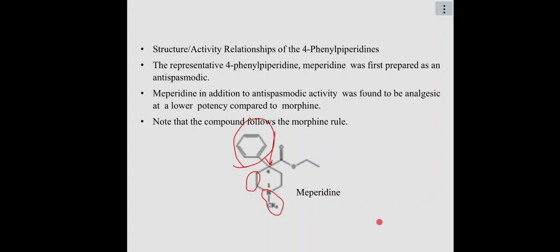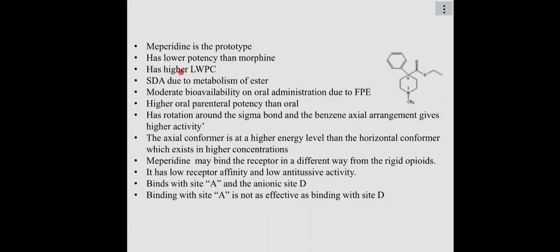Perhaps the only thing that is missing is the hydroxyl group that was found in position 3 of the phenyl ring. But that is why we did mention that sometimes you do have exceptions to the rules, but you can see quite a number, 3/4 of those rules have been obeyed. It is a prototype. It has lower potency, as we have already said, than morphine. It also has a higher lipid water partition coefficient. Of course, it has good, not very high, but good lipid water partition coefficient. You can see it has only that group, the carbonyl, the ester linkage, that is giving it water solubility.